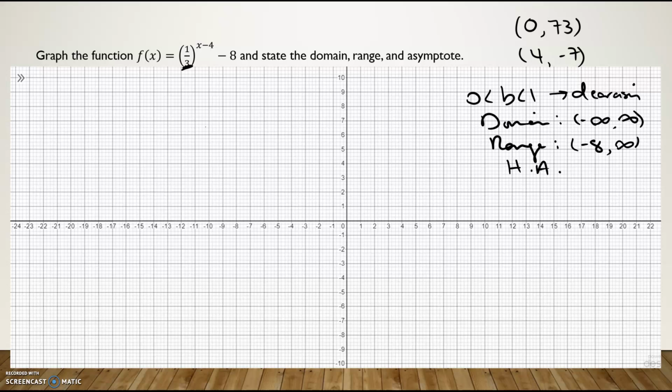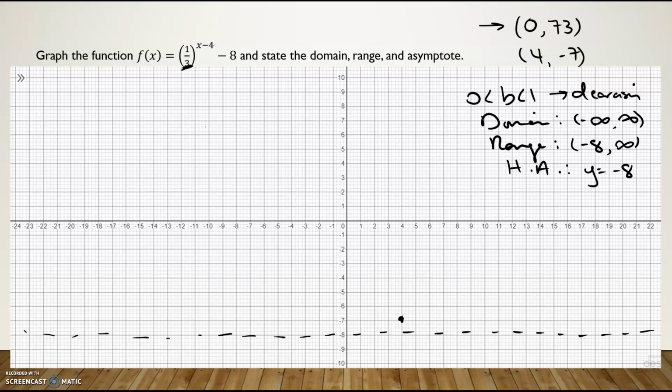And let's look at the horizontal asymptote. That should be y is equal to -8. So let's come down to -8. We'll draw our horizontal asymptote. Go ahead and plot those 2 points. Now, this one right here, (0, 73), I only went up to 10, so that one doesn't help us too much. Let's plot the other one. So (4, -7), about here.